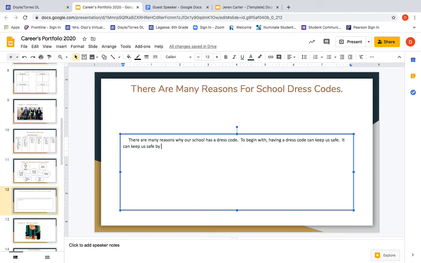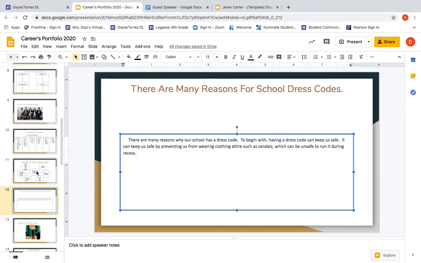by preventing us from wearing clothing, attire, such as sandals, which can be unsafe to run in during recess, right? We always want to be safe, okay?